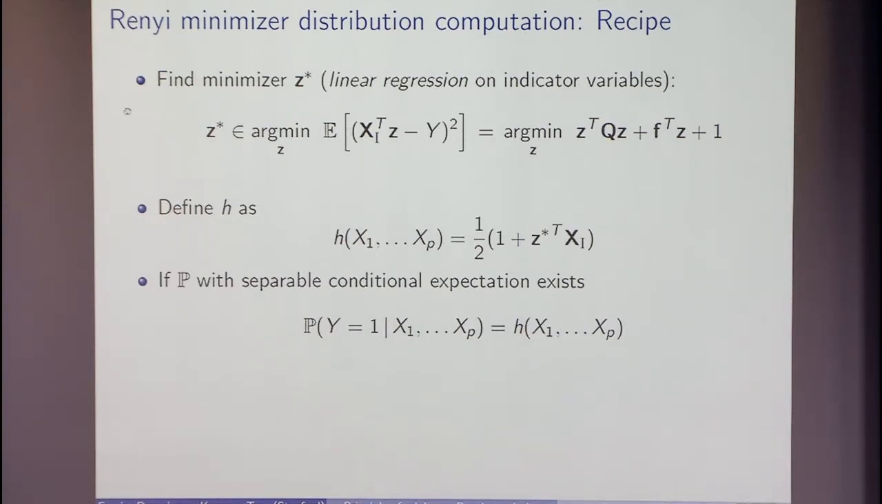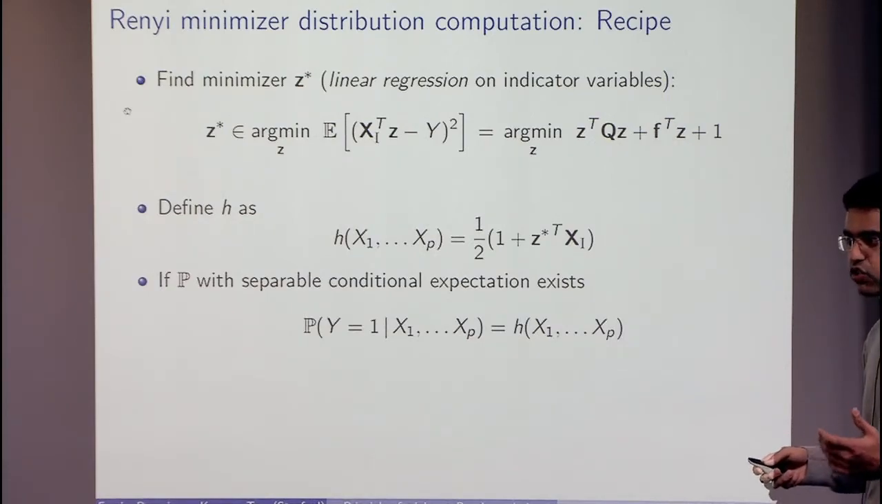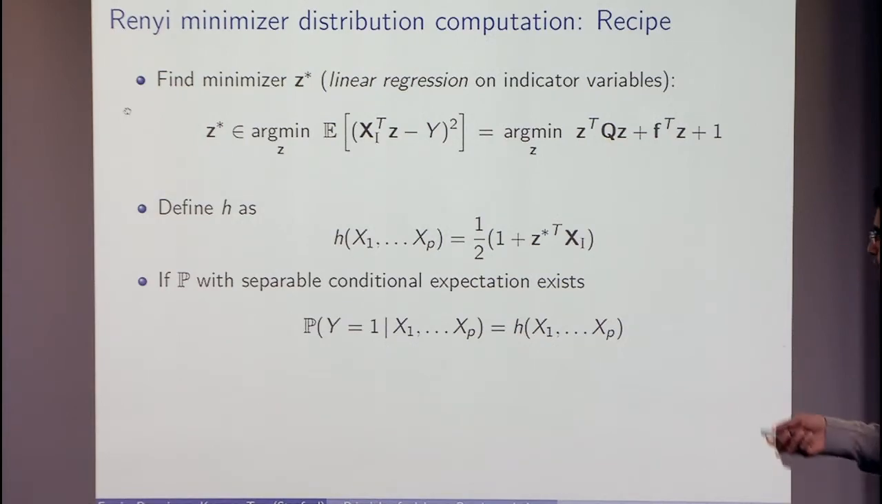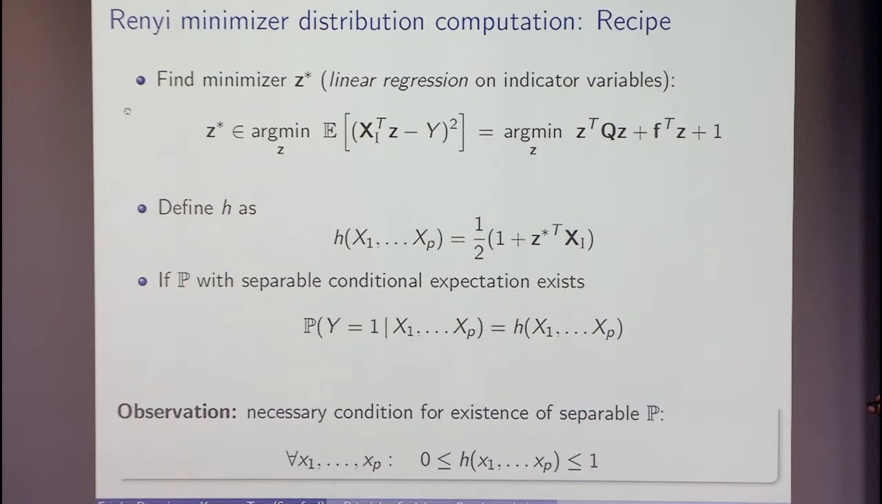Okay, so far we've supposed that there exists a distribution with this separable structure. Now the question is, under what conditions may it exist? So from here, we can find a necessary condition. The observation is that this probability is between 0 and 1. So this h should take values between 0 and 1 for all x's. So even if we do not suppose that P with separable conditional expectation exists, in order for that P to exist, this condition should be satisfied.